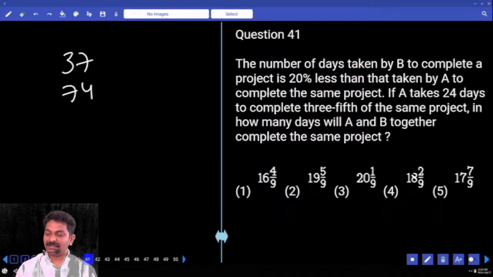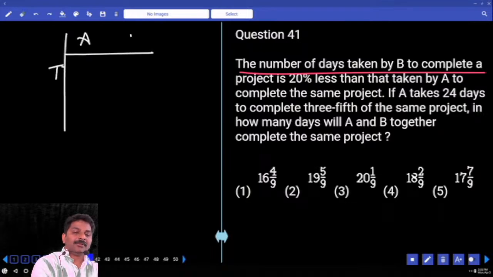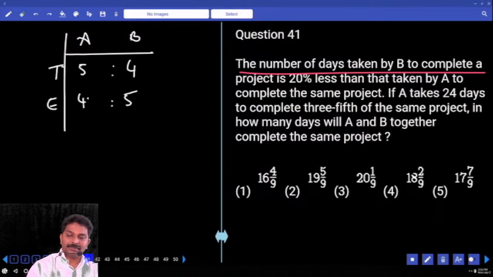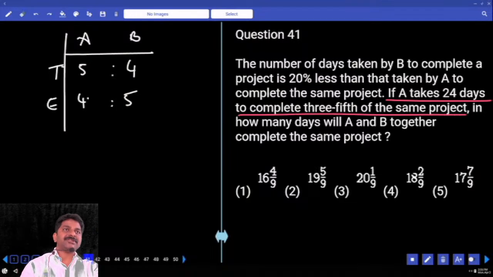The way of thinking needs to change. The number of days taken by B to complete the project is 20% less than the time taken by A to complete the project. So now they are talking about time. Now if A takes 100% time, B takes 80%. They both are in the ratio 5:4. Then efficiencies will be in the ratio 4:5. So continue. If A takes 24 days to complete 3/5 of the project, 3/5, what is the numerator?